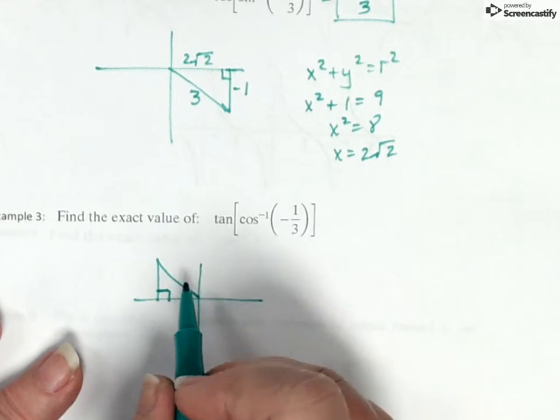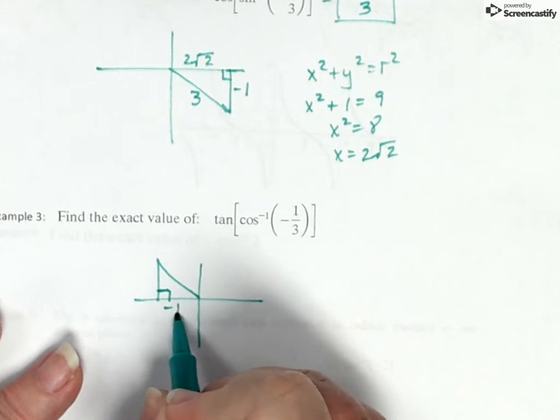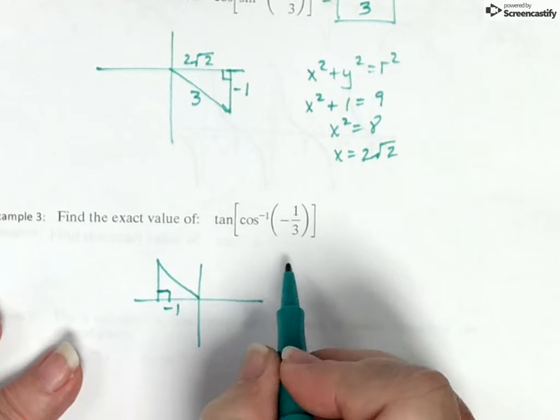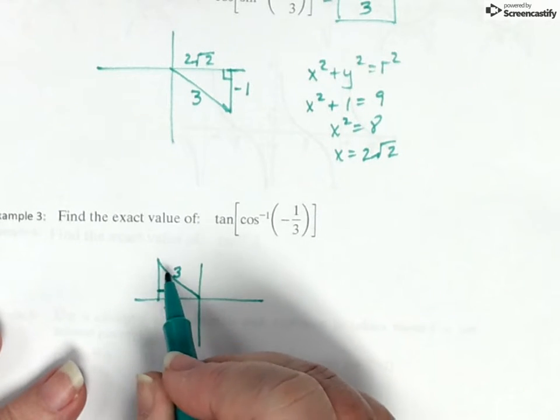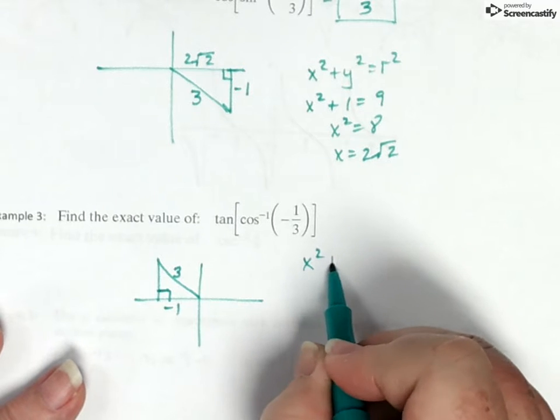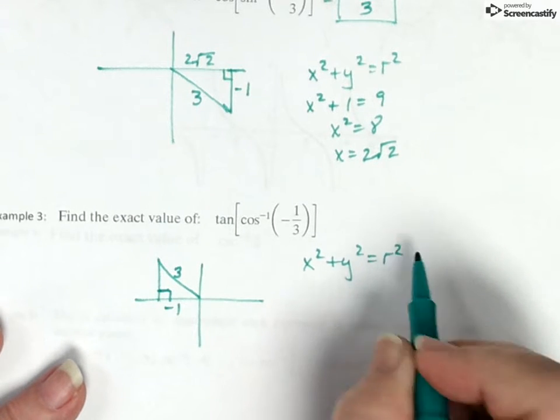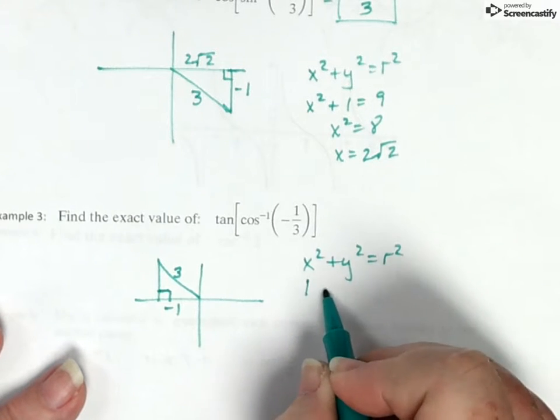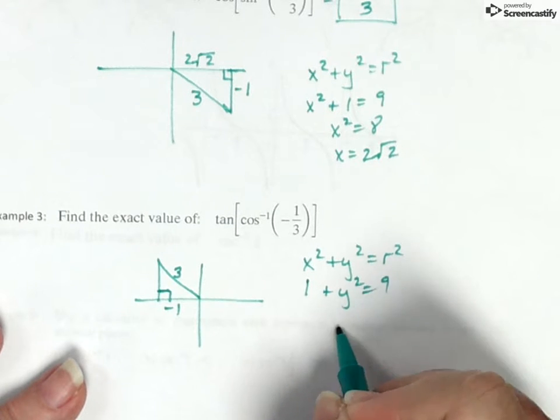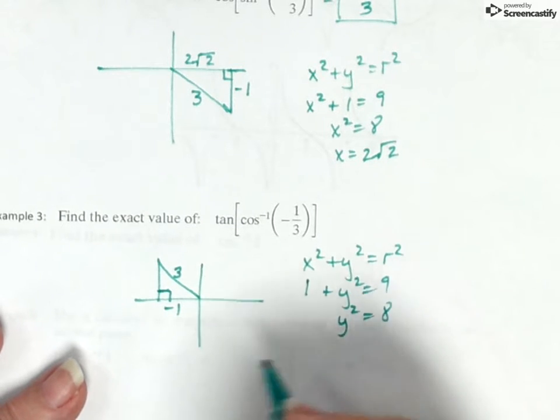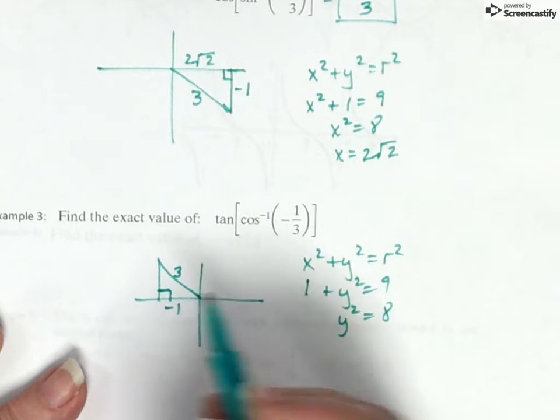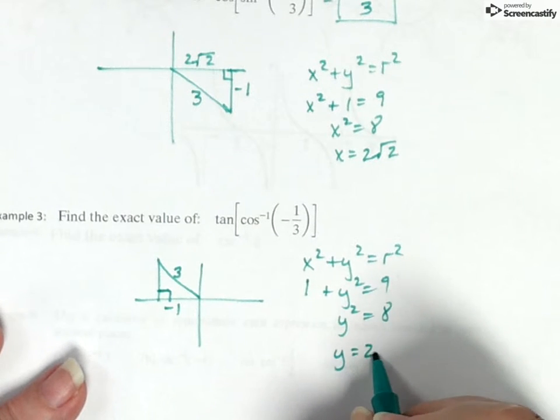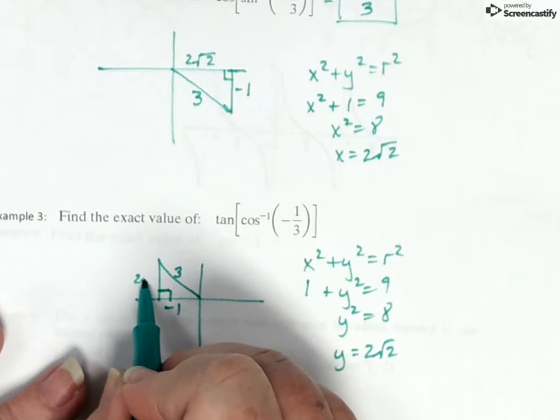So cosine is adjacent, that's -1, the x value, over the radius, or hypotenuse. So I've got -1 and 3. Once again, x squared plus y squared equals r squared, only it's 1 plus y squared equals 9. So y squared equals 8. And y is positive in that quadrant. So y is equal to 2 root 2.